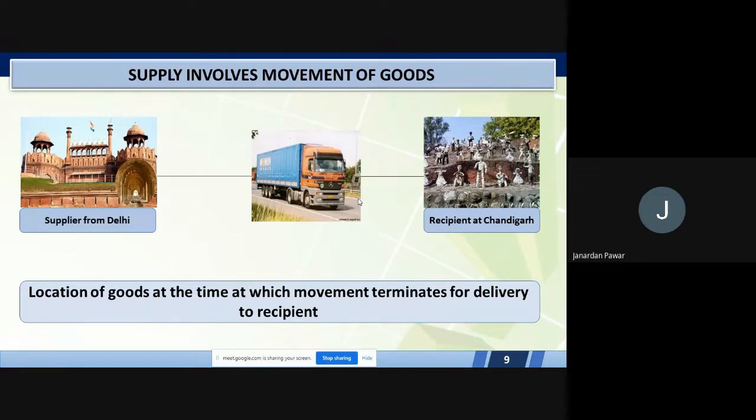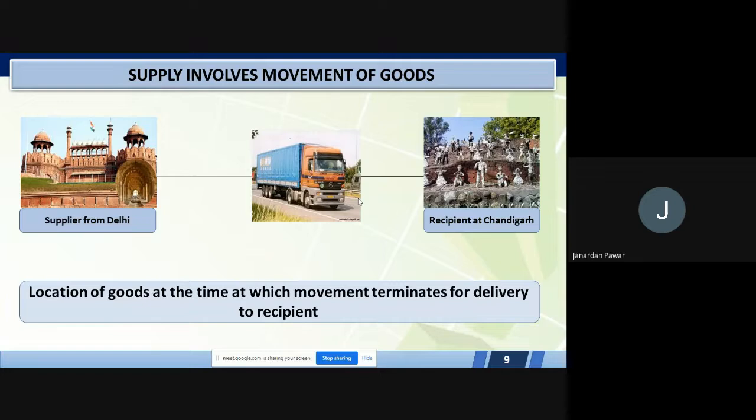So here, supply involves movement of goods. Whenever we think about the concept of supply, we can easily understand. Supply means what? We transfer or send goods from one location to another location. So when we send goods from one location to another location, there is a movement of goods, none other than that. And it is called what? Supply involves movement of goods.